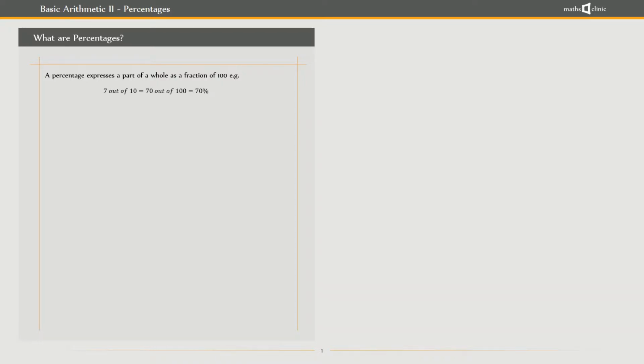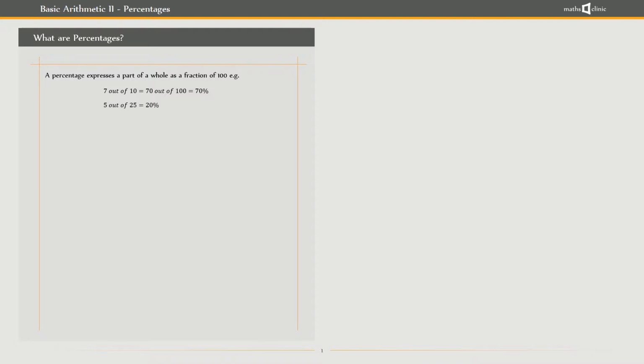For example, let's use pizzas. You could have 10 pizzas and select 7 out of 10 pizzas, and you can express this out of 100 as 70 out of 100, and we write this as 70%. So 7 out of 10 is the same as 70 out of 100, and we'll write this as 70%. If you have a part of a whole, 7 out of 10, and you're asked to express this as a percentage, you have 70%.